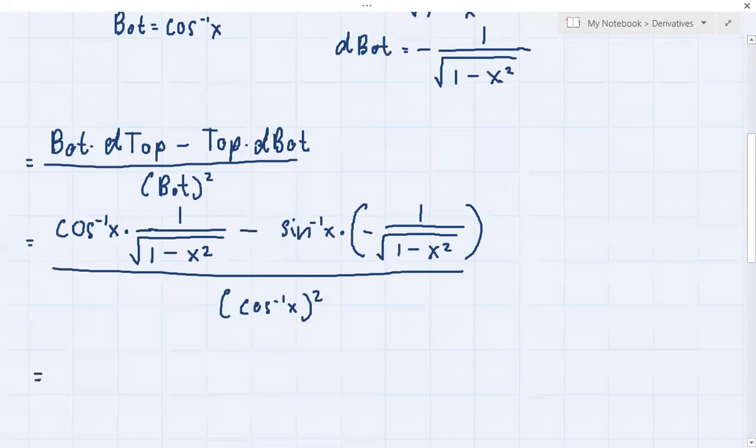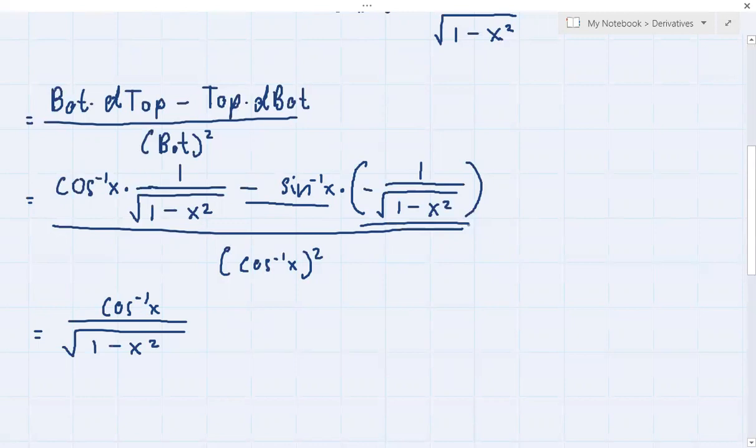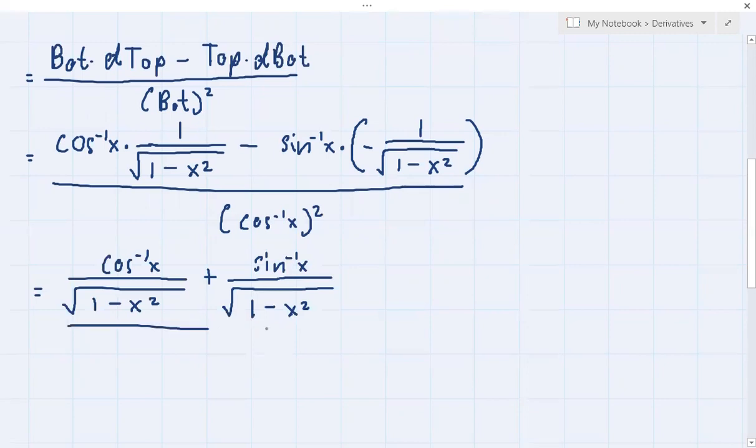Now, let's simplify. So, multiply natin si arc cosine sa katabi niya, magiging arc cosine all over the square root of 1 minus x squared. On the right side, or on the second term, meron tayong negative arc sine times negative 1 all over the square root of 1 minus x squared. So, magiging positive na to kasi parehas silang negative. So, this would be plus arc sine all over the square root of 1 minus x squared all over the square of arc cosine.